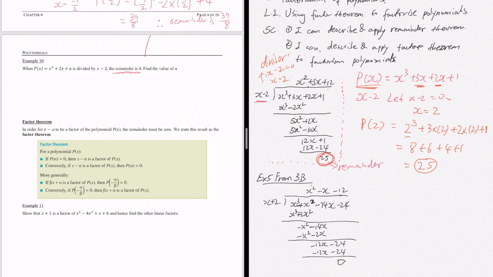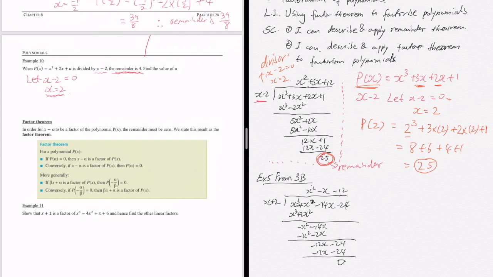So we can still use that remainder theory. Because p of x is divided by x minus 2, we can simply let x minus 2, the divisor, equal to 0, then x is equal to 2. And since we know the remainder is 4, if I substitute x is equal to 2 back into my polynomial function, the answer will be equal to 4 according to the remainder theory.